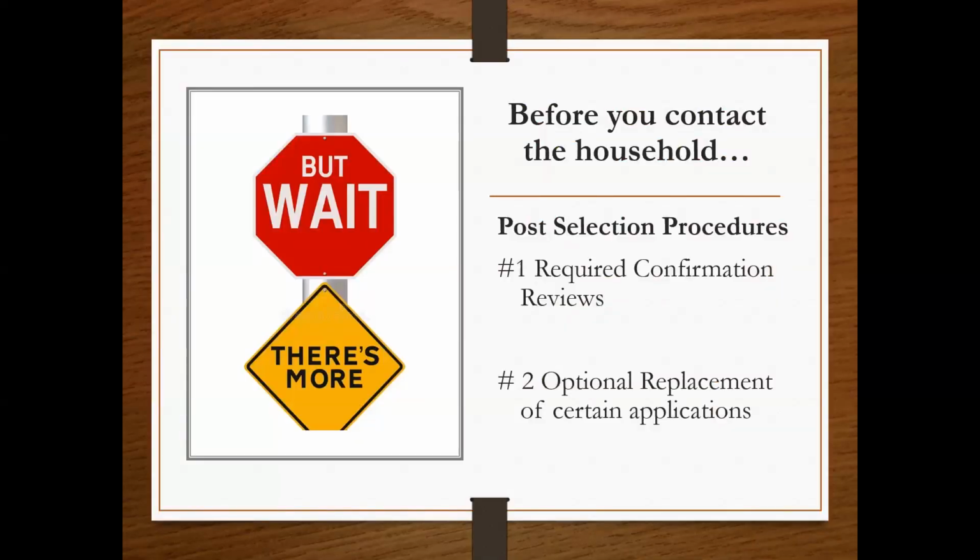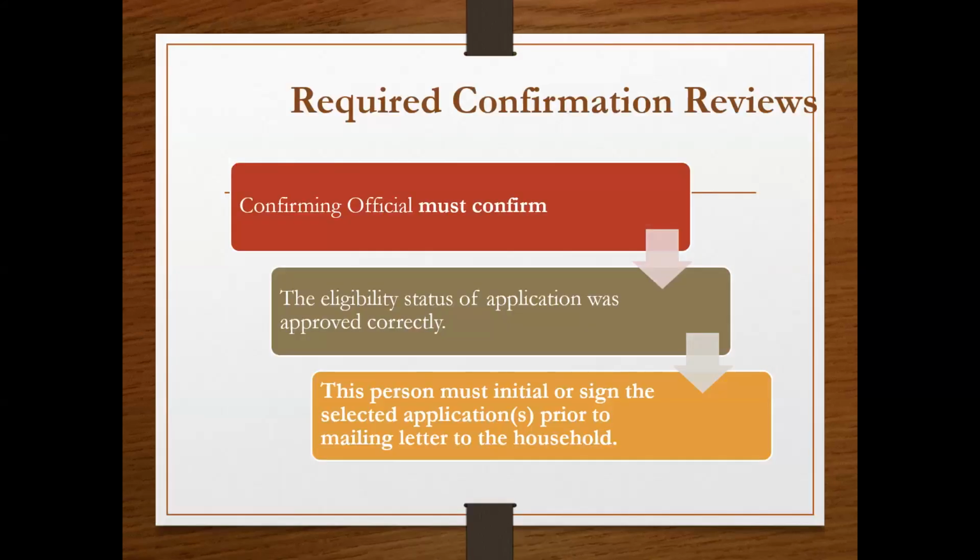All right, so before we have our sample pool, we have our sample size, we got our applications, we know that we're ready to really get this process going. But right before you contact the household, there are 2 things that you need to do. We do require confirmation reviews. We don't grant waivers for that in North Carolina. We want you to do the confirmation reviews. And then you also have the option to replace a certain number of applications. So right before you get excited that we're finally going to get these letters sent out, let's do one more thing, and then we can proceed with the verification process.